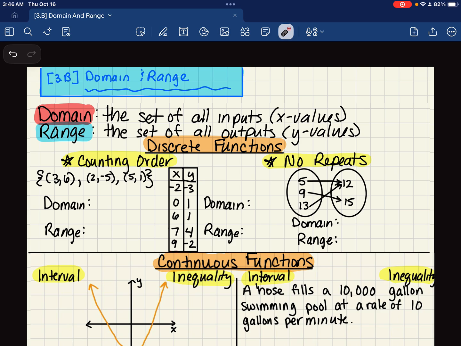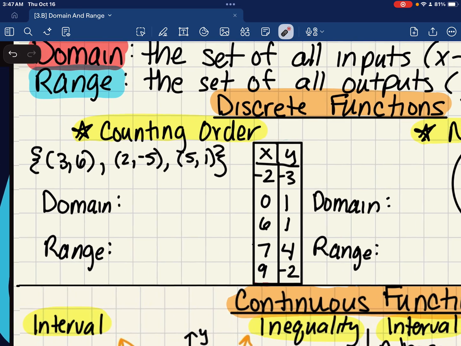All right, so in our last lesson, we talked about the idea of continuous versus discrete. Our three examples of showing discrete relationships were with sets of ordered pairs, with tables, and with mapping diagrams. Discrete functions, remember, graph as a bunch of just little dots, like a scatter plot. To list off the domain and range of those, we list the values in counting order with no repeats. Okay, so let's try that out.